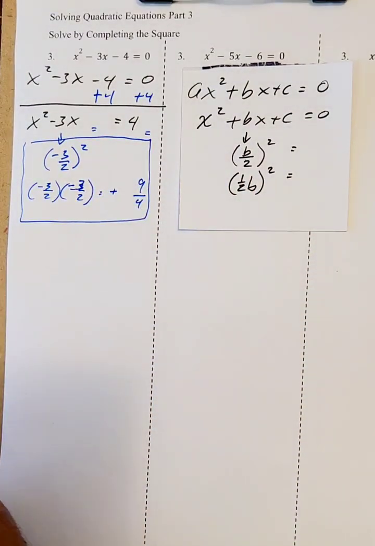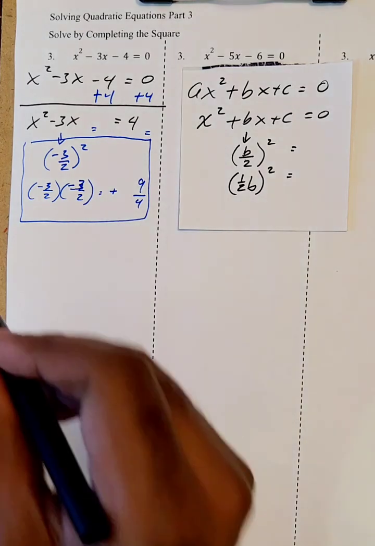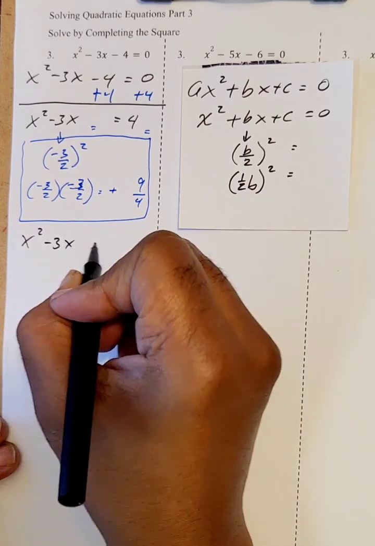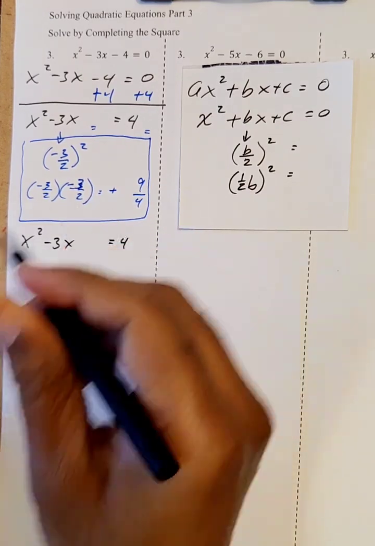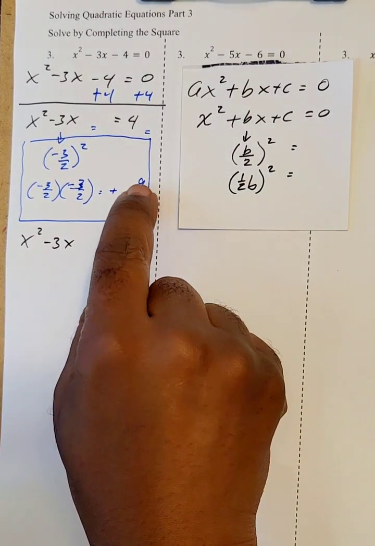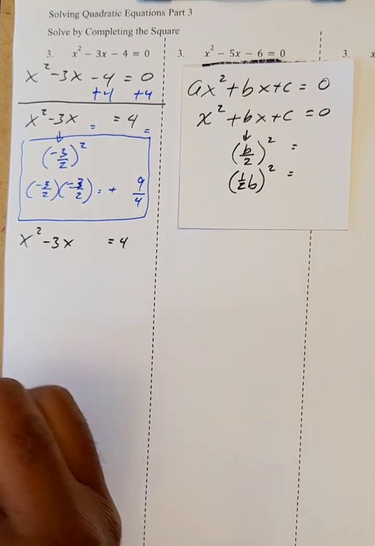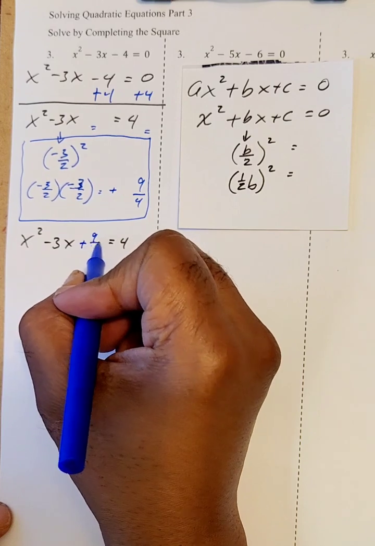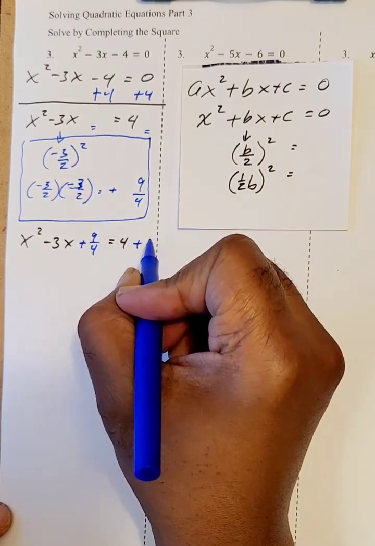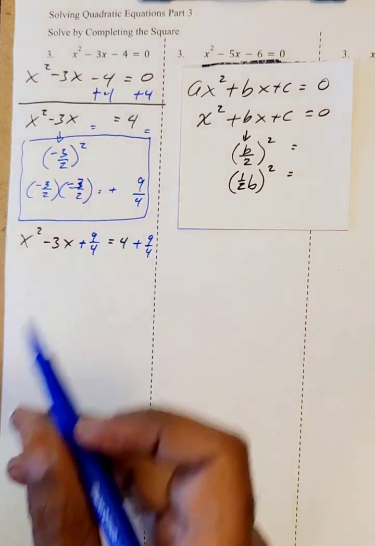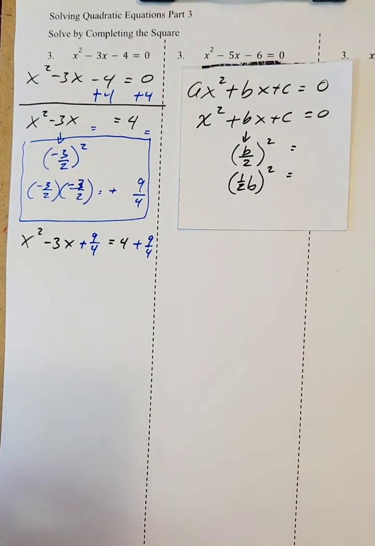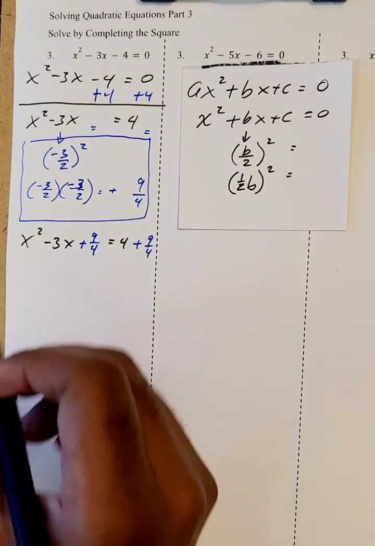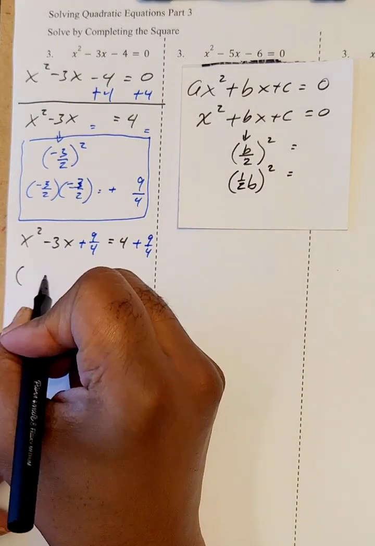Now, let's go back to the original equation, x squared minus 3x, or where we left off, and that equals 4. And what we're going to do is we're going to put that 9 over 4 on both sides. Whatever you do to one side, you do it to the other. So this 9 over 4 is going to go here, plus 9 over 4, and then plus 9 over 4 here. All right. Now let's go to the next step. On this left side, we're going to start factoring this into 2 binomials.